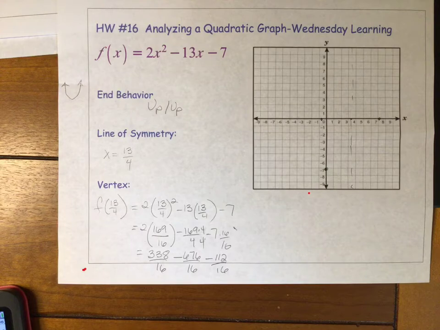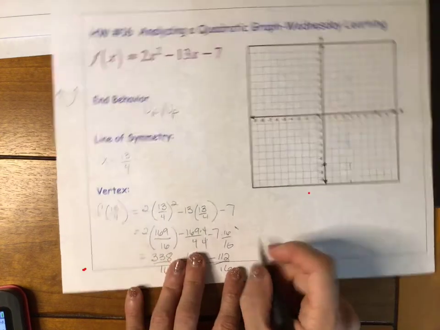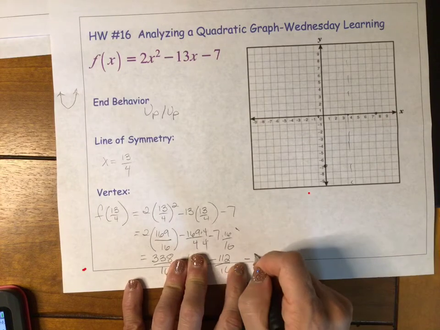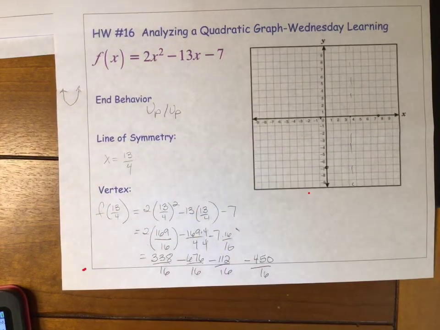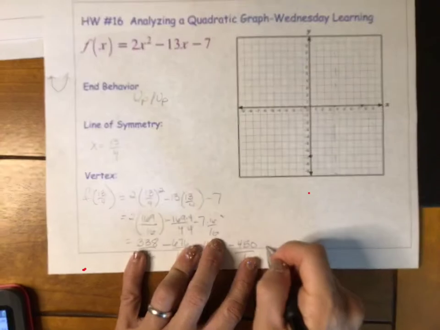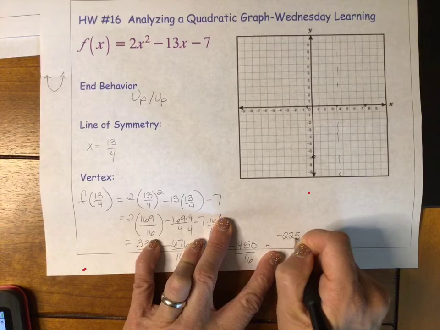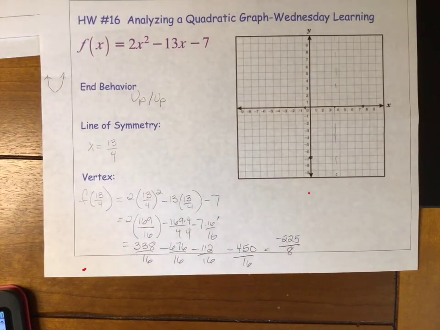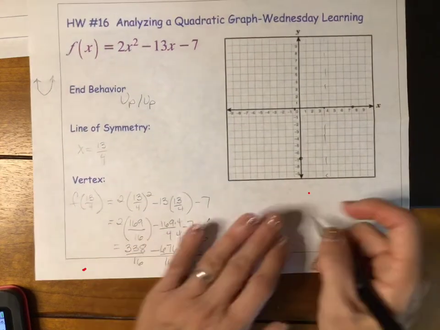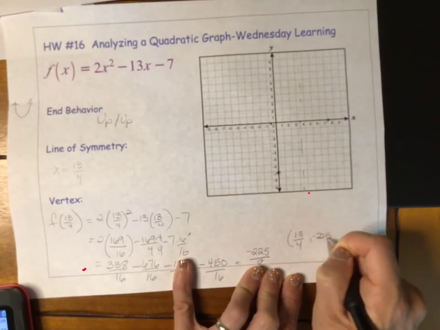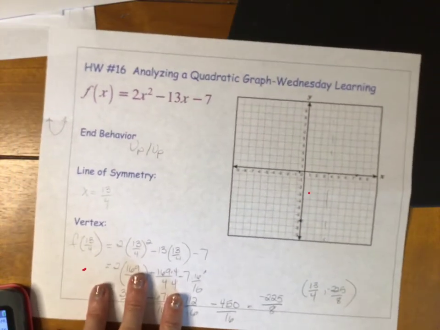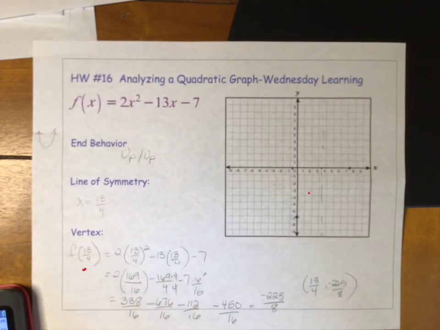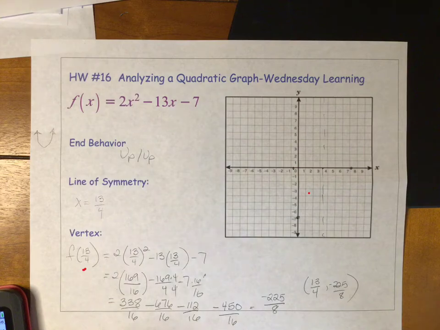So now when I take 338 minus 676 minus 112, I get a negative 450 all over 16. And I know I can at least divide each of those by 2. So a negative 225 all over 8. And I don't think we can simplify that any farther. So your vertex would be 13/4 and negative 225 over 8. And we obviously cannot put that on the graph. But let me give it a chance to focus too, so you guys can get all the notes on that.